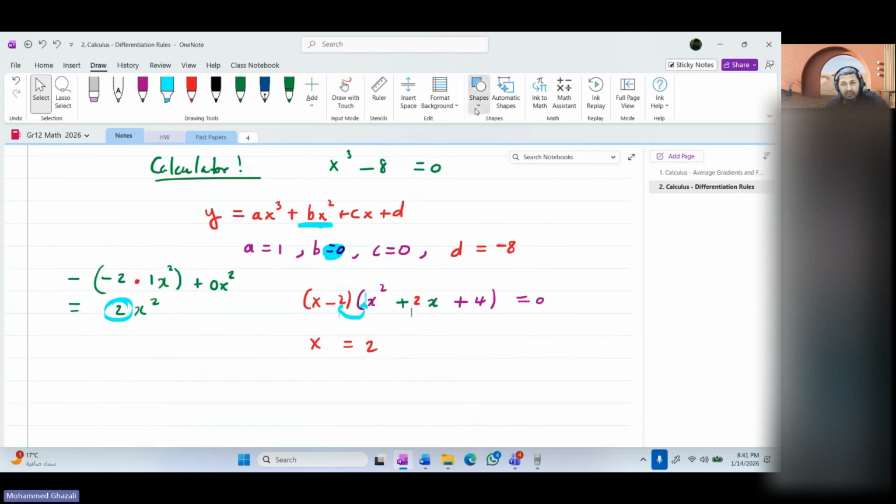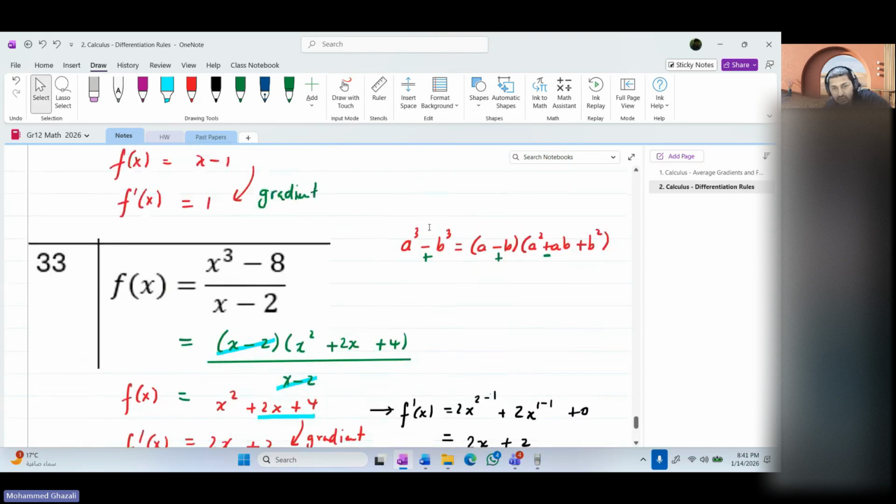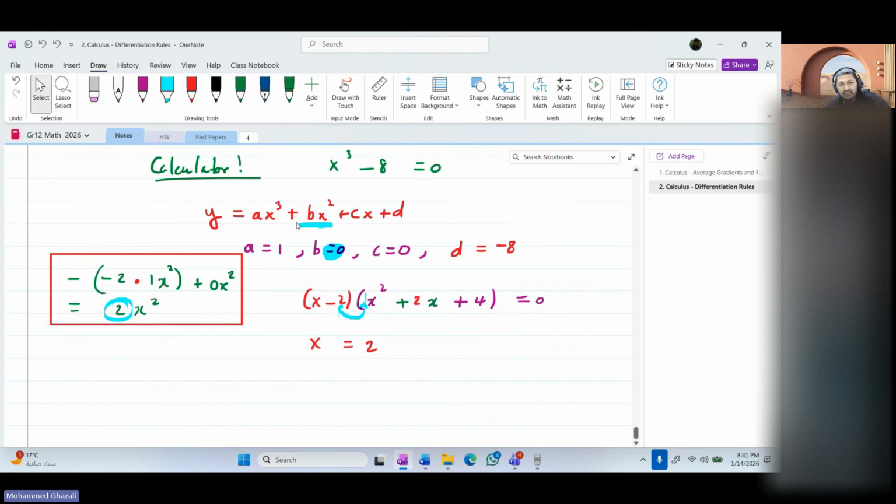I'm just going to put this in so you can watch that again. Remember, we already had an answer. I'm just showing you how to use a calculator to factorize x cubed minus 8 if you forgot those rules. Now you can factorize every single cubic function like this on the calculator.